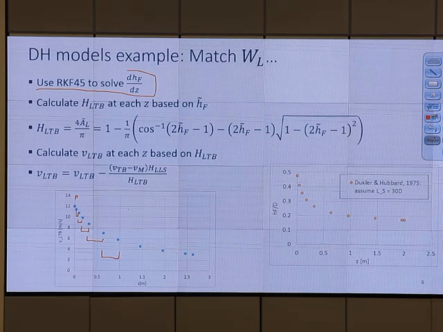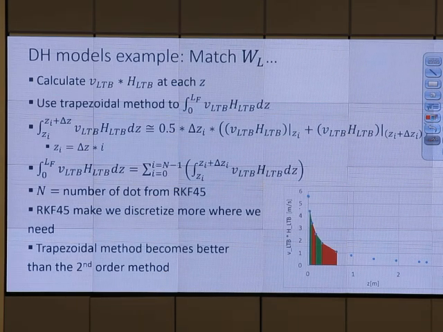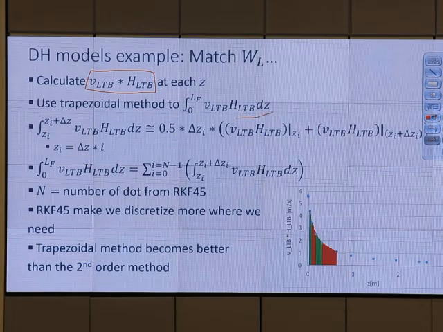Okay. After I solve for it, I get this trend, right? Look very nice. You like it? Okay, how do we know that it's correct? So we go to the next step. I calculate VLTB multiplied by HLTB at every z. Next, I do trapezoidal integration from 0 to LF of VLTB HLTB dz.